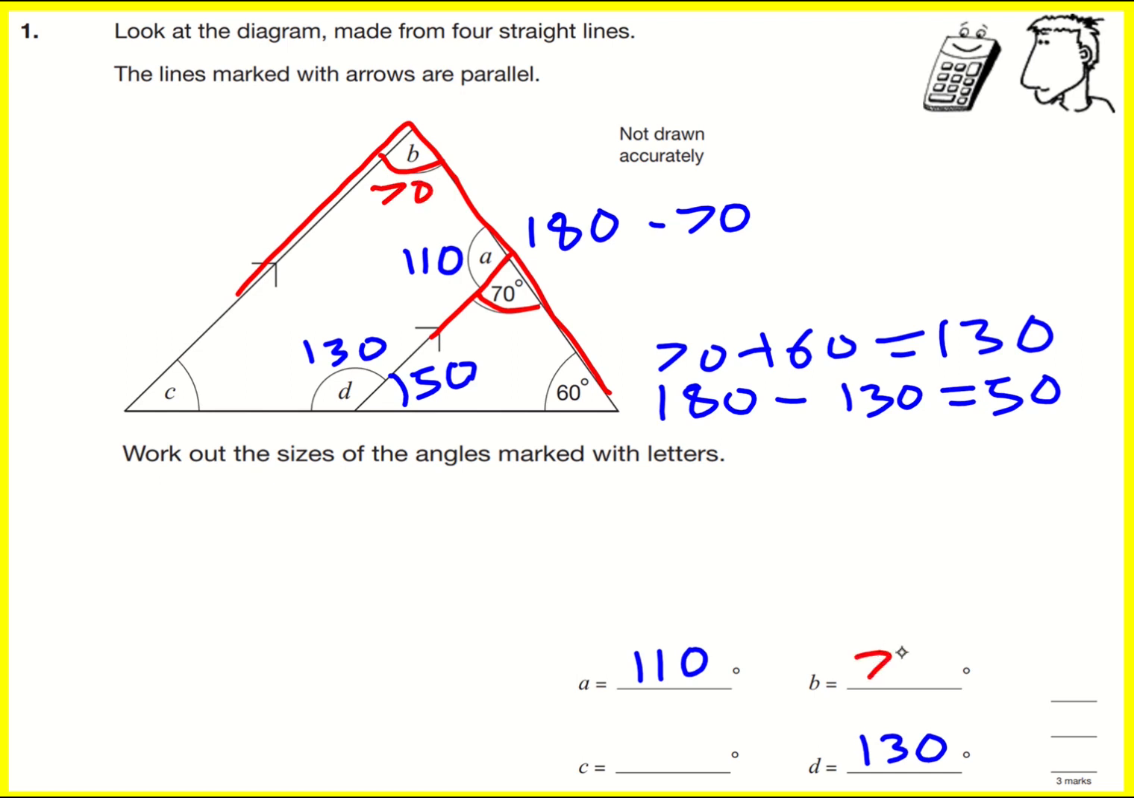So B is 70. The other way you could have done this would be to look at the C and see that they are co-interior angles and add up to 180. So that would also give you the 70. And then we're basically there.